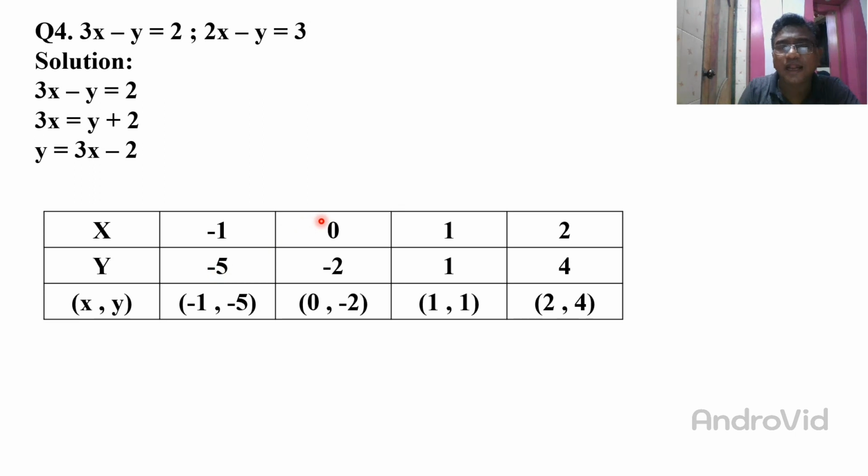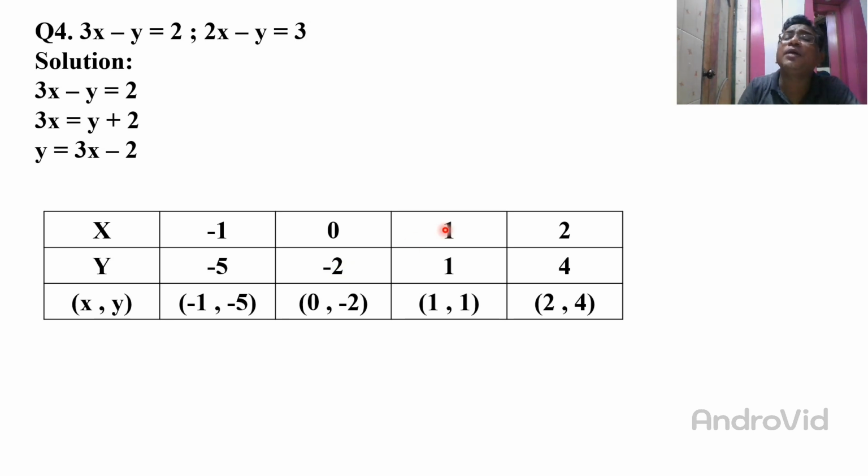Is that clear? Then I take the x value 0. All of you know very well that if 0 is multiplied by any number, you get the answer 0, or if 0 is divided by any number, you get 0. According to that, 3 into 0 gives 0. Then 0 plus minus 2, we get the y value minus 2.